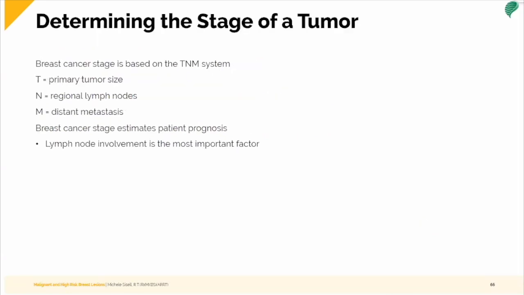Something you'll encounter when administering to a patient with breast cancer or when looking at pathology reports is tumor type and stage. When a cancer is assessed to determine stage, the TNM system is used. T is for the primary tumor size, N is the regional lymph node, and M is the distant metastases, if it is reaching that point. Determining the stage of a tumor helps estimate the patient's prognosis, with lymph node involvement being the most important factor. Once the disease has spread to the lymph system, there is concern for spreading beyond into other organs of the body.